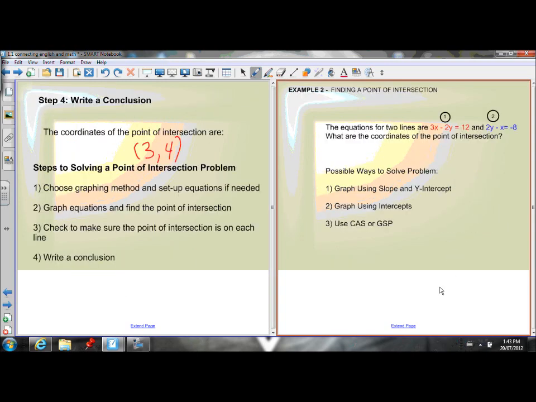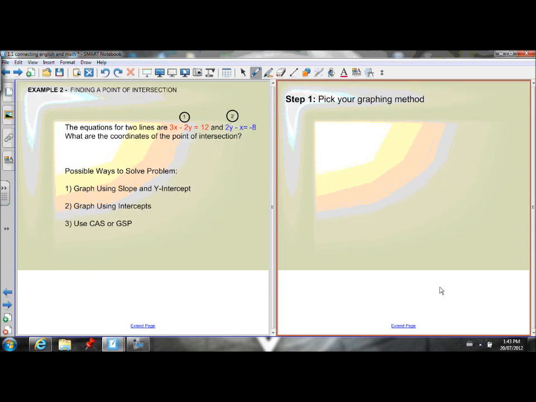Okay. Let's do another example. Let's find the point of intersection of these two lines. Okay. Once again, the ways you can do that, we can graph using slope and y-intercepts. We could rearrange these into slope and y-intercept form and graph them. Okay. In order to do that, it'd be a little bit more work with this because there's coefficients in front of the y, so we'd have to do some dividing to get y by itself. But that's okay. We could do that. Or we could graph using intercepts, which you're probably not as familiar with.